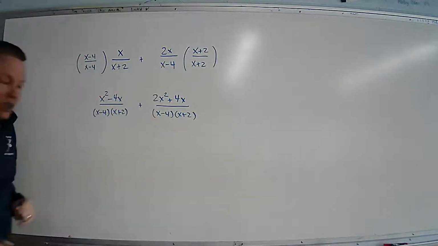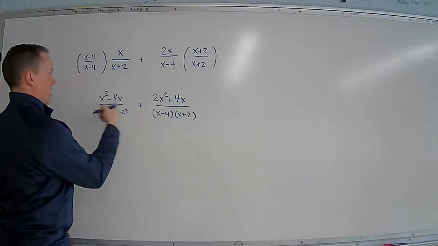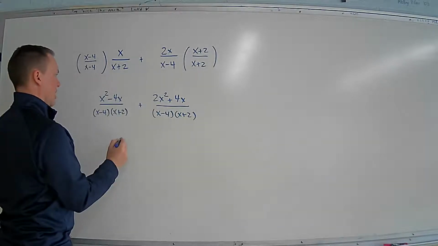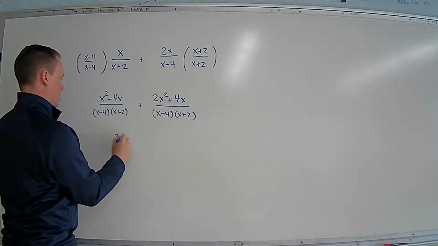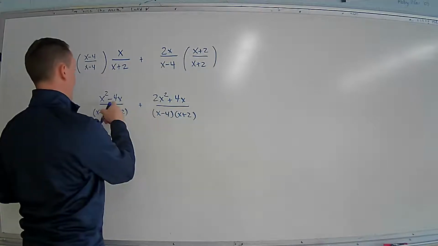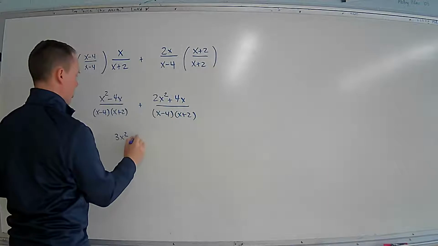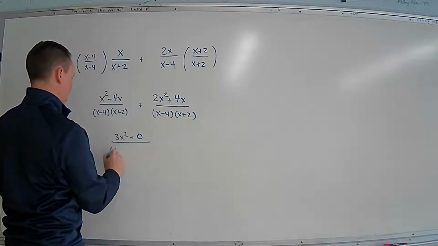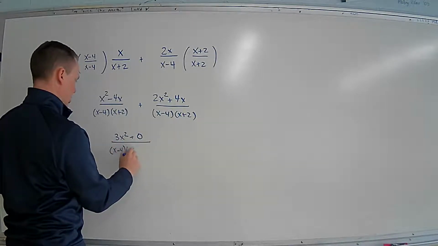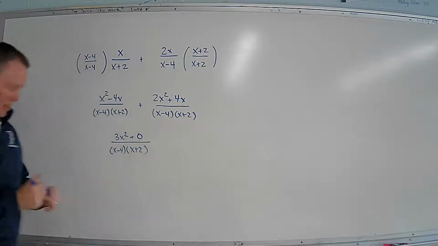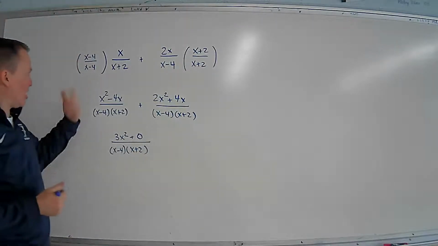And then I can write that as one big fat fraction. I can combine the numerators and say this is equal to what? 3x squared minus 4x plus 4x, I guess plus 0. So go ahead and write it over x minus 4 times x plus 2. Okay? So we're just reviewing adding fractions with a common denominator.